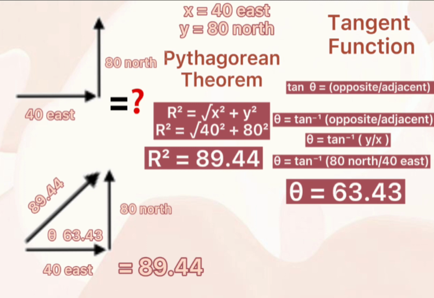Now, to solve for the magnitude or angle, we should use the tangent function formula. Always remember that the opposite is the sine and the adjacent is the cosine. The formula for this is the inverse tangent of the quantity 80 over 40. The answer will be 63.43. So, let's have another example.